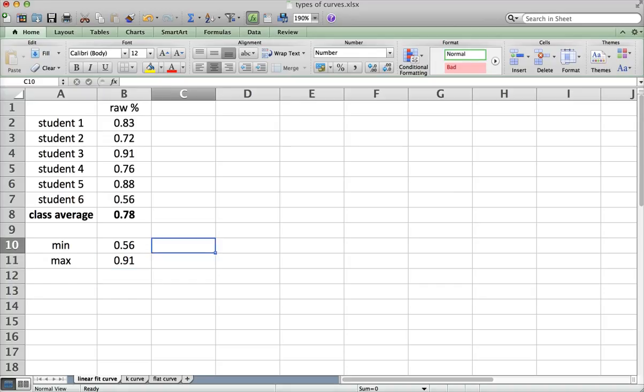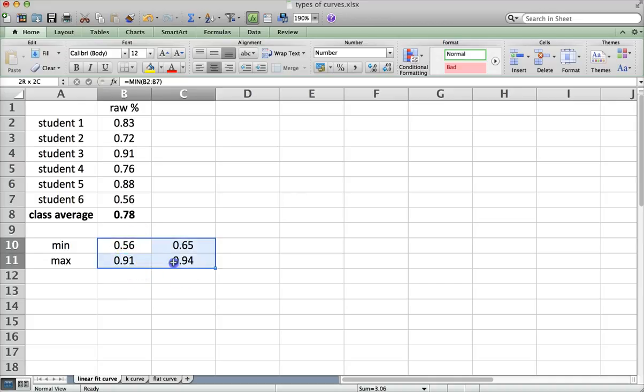And I'm going to say the student who got a 56, her new score is a 65, let's say. And the 91, I'm going to curve that up to a 94. So I'm giving more of a bump to the person who did poorly. She gets more points back, and the person who did well gets fewer points back.